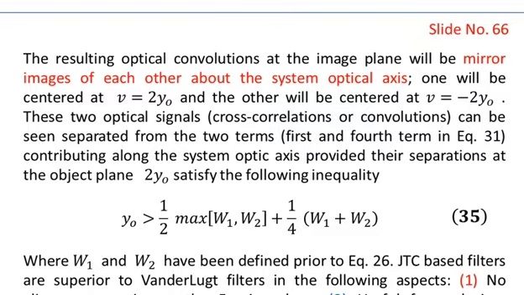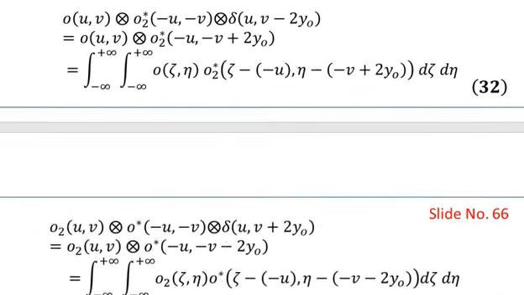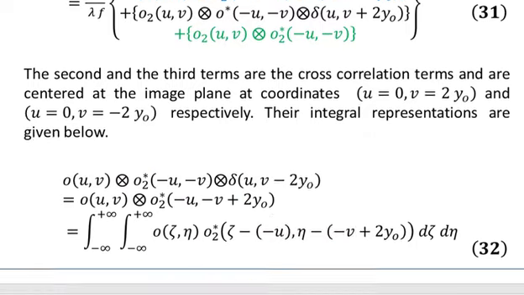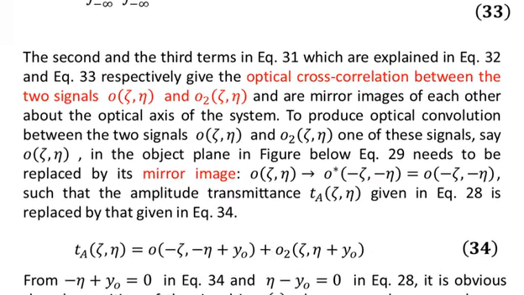So you see that we have four terms over here. The first term and the fourth term will propagate along the optical axis, whereas the second term and the third term will be directed along the center of the images. That is, the images will be centered at v is equal to 2y naught and v is equal to minus 2y naught. So these are the cross correlation or the convolution images.